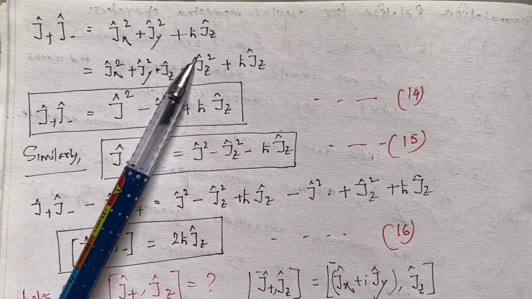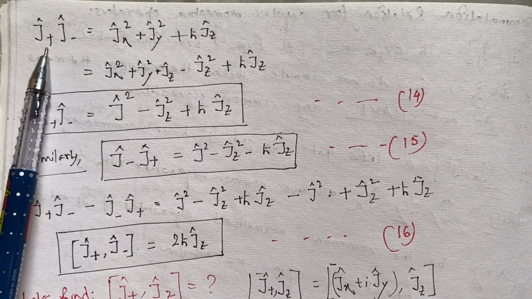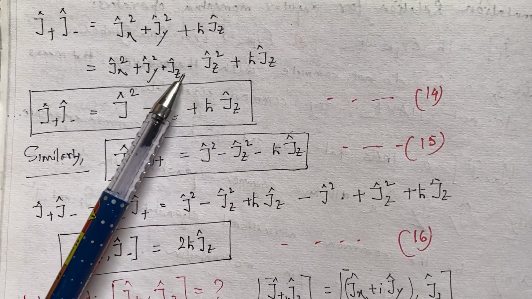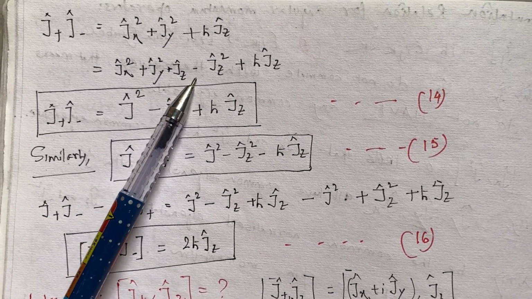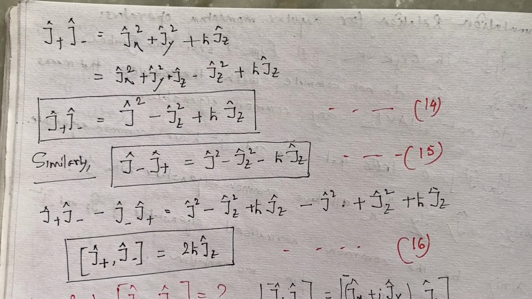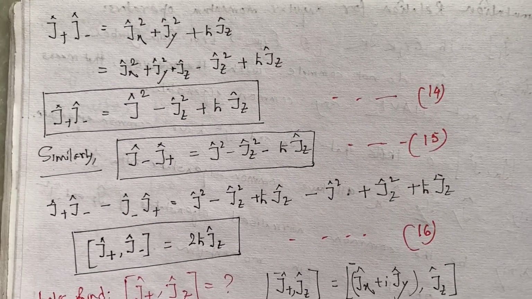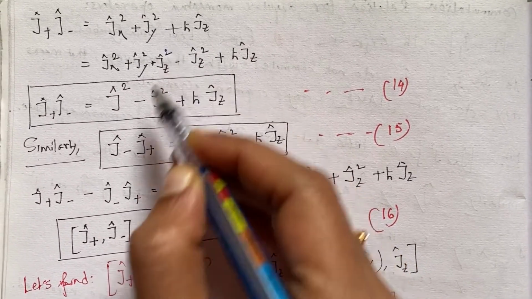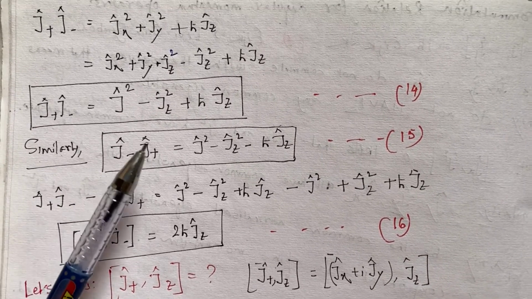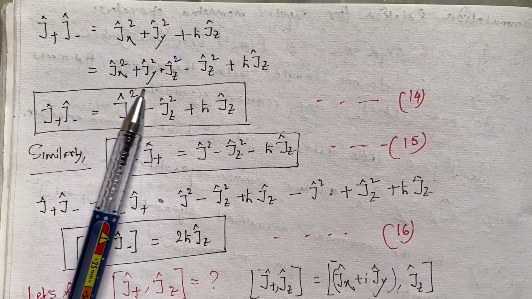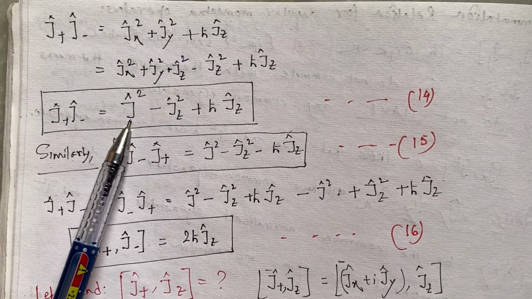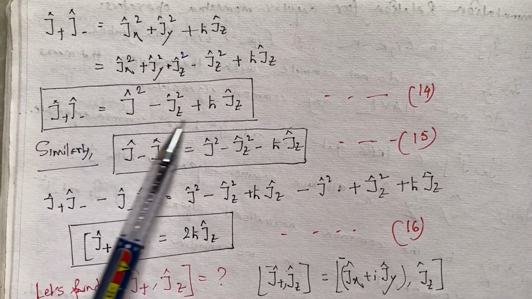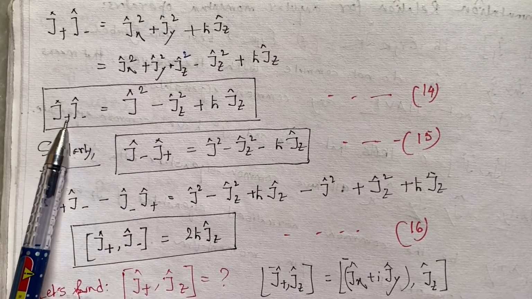I have just proved that the product J plus J minus is equal to Jx square plus Jy square plus ħ Jz. And now I have inserted this Jz, so I need to subtract it. This should be Jz square. This was my mistake. So Jx square plus Jy square plus Jz square will give me J square. Jz square was already there. So this is equation 14, which gives the value of the product of J plus J minus.